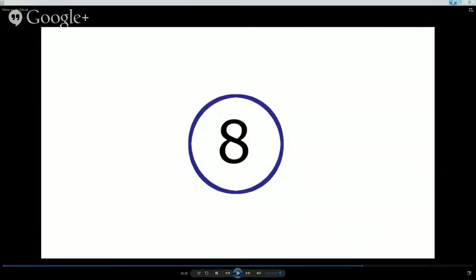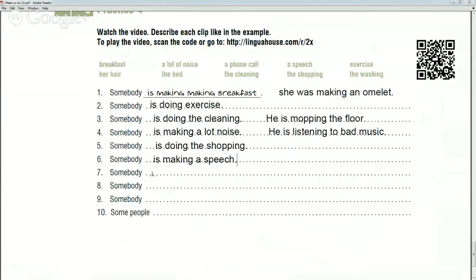So okay, what's happening here? Somebody is, okay, somebody's making a bed. Somebody is making a bed. Perfect. Okay, and 8.